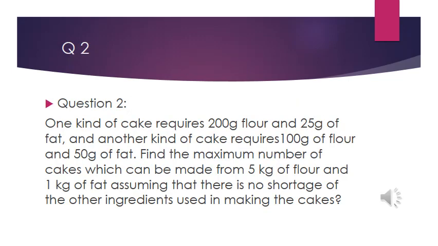Now, read the second question. One kind of cake requires 200 gram flour and 25 gram of fat, and another kind of cake requires 100 gram of flour and 50 gram of fat. Find the maximum number of cakes which can be made from 5 kilogram of flour and 1 kilogram of fat, assuming that there is no shortage of the other ingredients used in making the cakes.